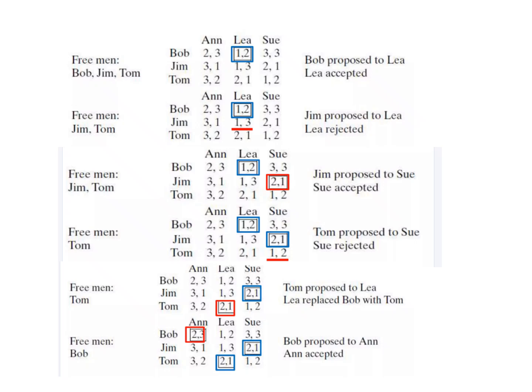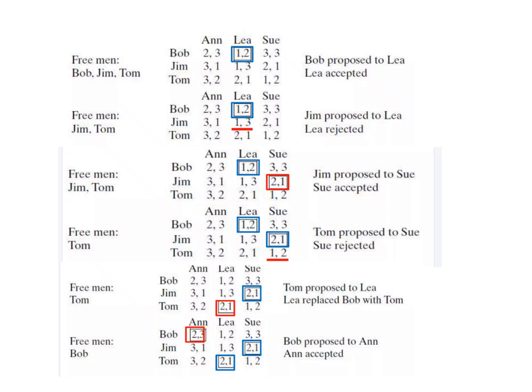Lea is already with Bob. Now Lea compares her preferences. She accepted Bob, who is her second preference. Now she is getting a proposal from Tom, who is her first preference. So she rejects Bob and accepts Tom's proposal. So now Tom has been connected with Lea.